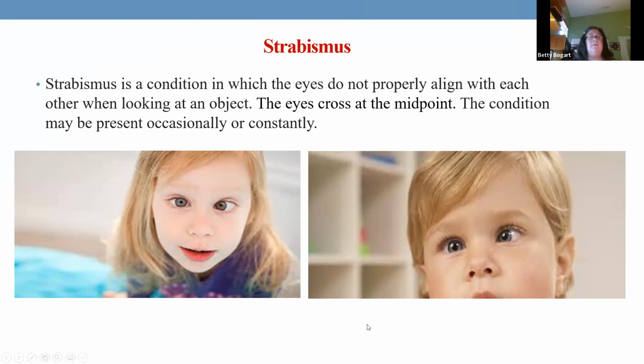All right. So strabismus, as you can see, these kids are sort of looking almost cross-eyed. It's because their eyes do not align well.